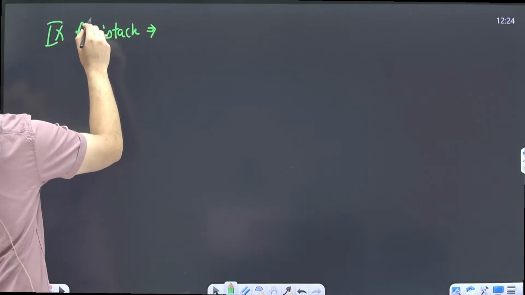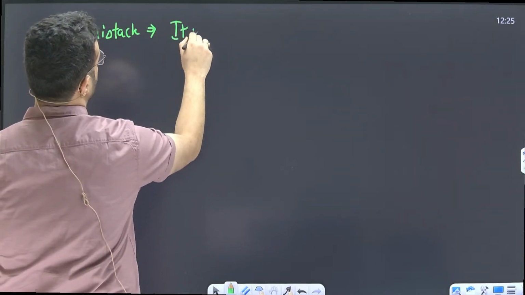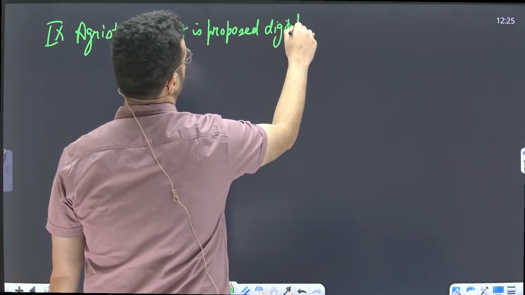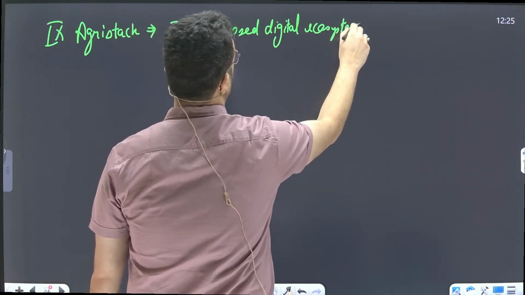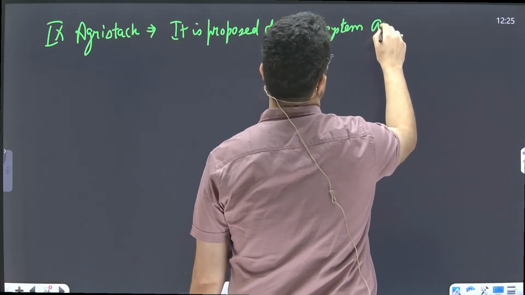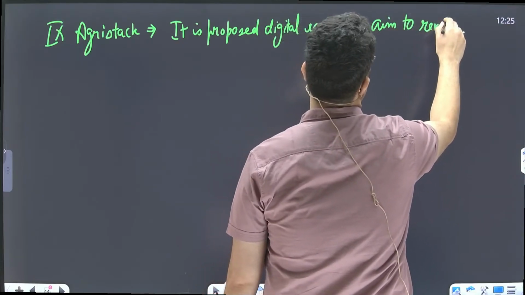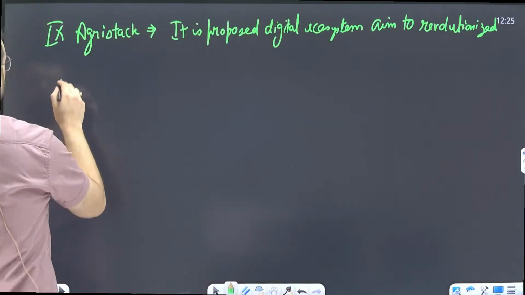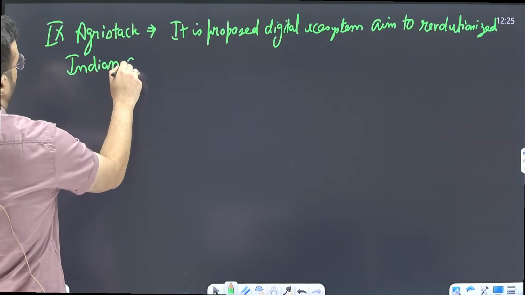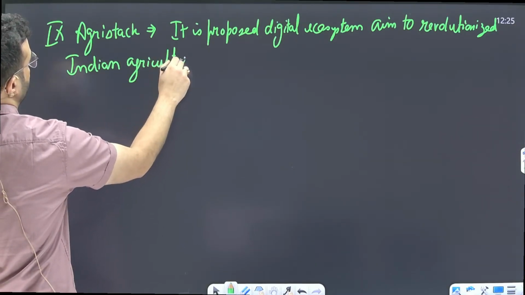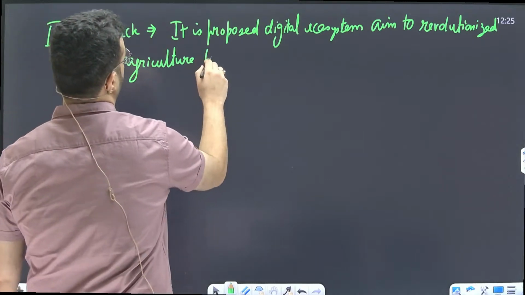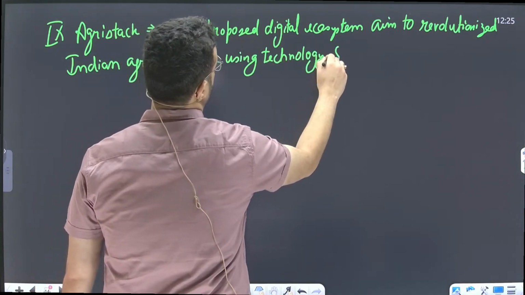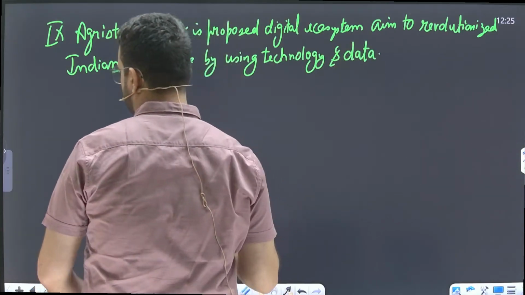AgriStack. What is that? It is a proposed digital ecosystem aimed to revolutionize Indian agriculture by using technology and data.